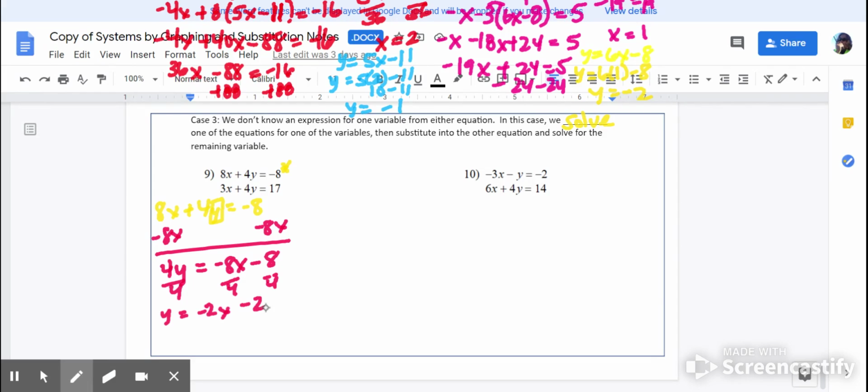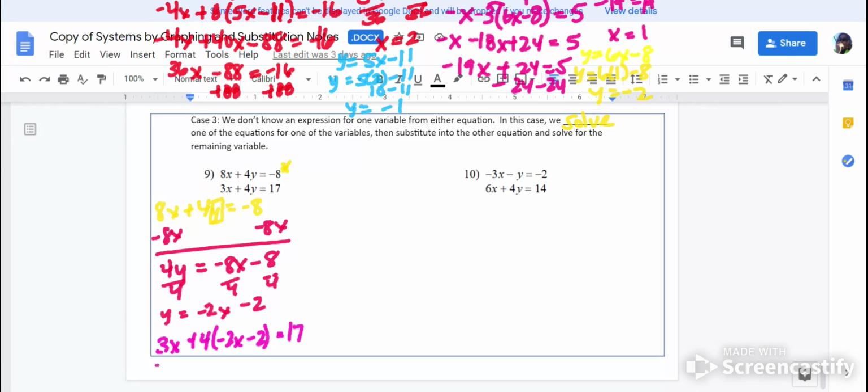So I'm going to use this equation now to plug into the second one. So I will have 3x plus 4 times negative 2x minus 2. That's going to equal 17. I want to distribute the 4, so I have 3x minus 8x minus 8. That's going to equal 17. Combine like terms, so negative 5x minus 8 equals 17.